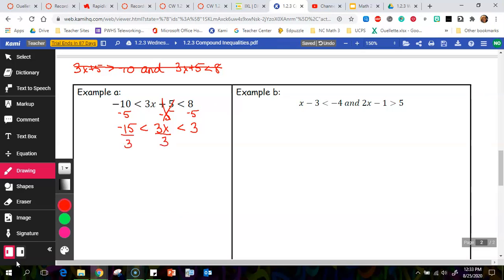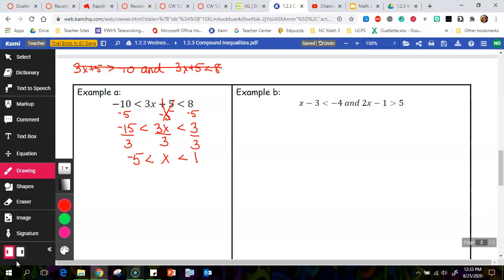And even though this is a negative, I'm not dividing by a negative. So the symbols stay the same. So I've still got less than and less than. So in the middle, I've got the x. On the left side, I've got the negative 5. And on the right side, I've got 1. Okay, so x is between negative 5 and 1.